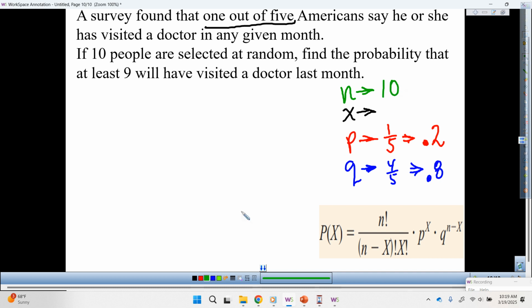10. However, look at this one. This one's a little bit different from what we did yesterday and the day before. Yesterday and the day before, it said exactly a number. But now it says what? At least 9. Tell your neighbor what that means. What does that mean? Which is what, everyone? 9, comma, and 10. That's our X.